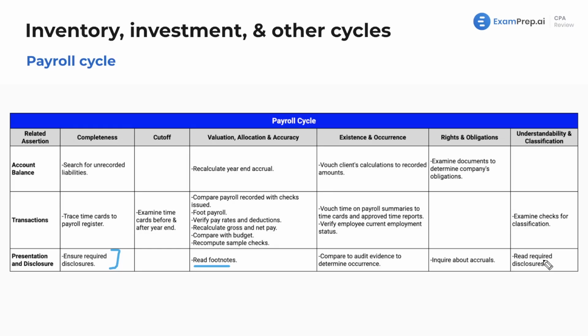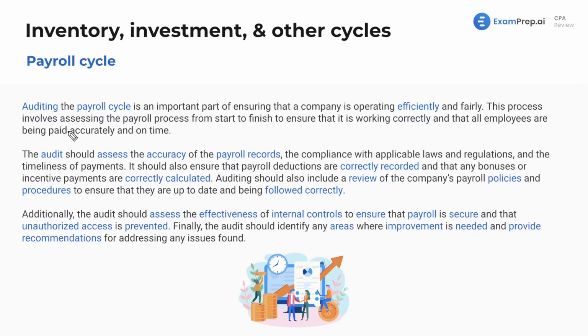Talking more about auditing the payroll cycle, this is going to be an important part of ensuring that a company is operating efficiently and fairly. Efficiently meaning we're not wasting money and not giving money to those who shouldn't be receiving it, and tying in with that, making sure that those who earn money, who deserve the money, are receiving it. This process is going to involve assessing the payroll process from start to finish to ensure that it's working correctly and that all employees are being paid accurately and on time.